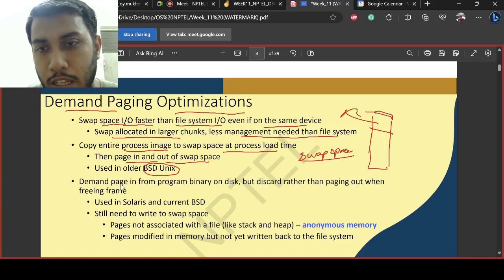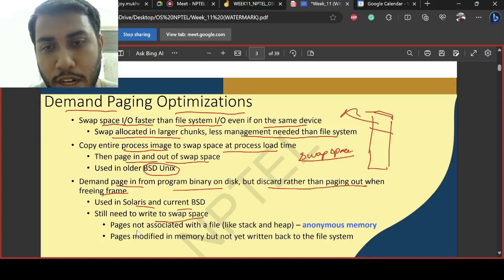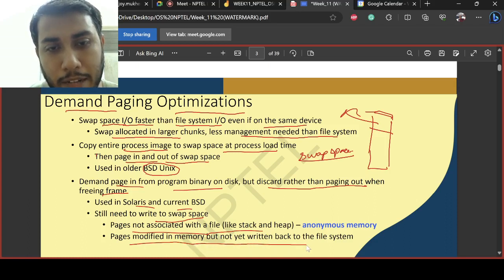Demand page in from the program binary on the disk, but discard rather than page out when freeing a frame. This concept is basically used in Solaris and BSD. Still, you need to write to the swap space. Pages not associated with a file, like the stack or the heap, and pages modified in memory but not written back to the file system still need this. So these are the things that are still a problem.